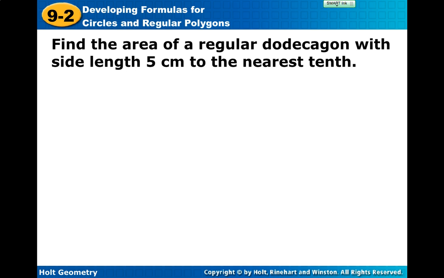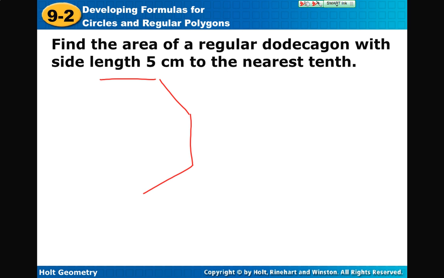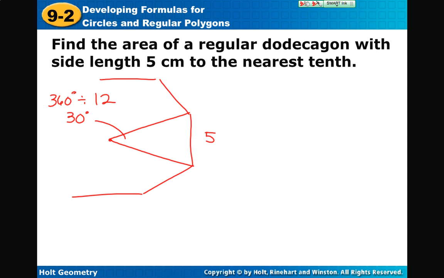Okay, so we got to figure out how to find it. Dodecagon has 12 sides. I'm not going to draw a complete 12-sided figure up here because I probably wouldn't do it correctly. So I'll just draw a few and leave it open. Okay, so the side length is 5. Let's think back to that central angle. This is a dodecagon. How many degrees is that central angle? Figure it by doing what? 360 divided by 12, which would be 30 degrees. That's the central angle.